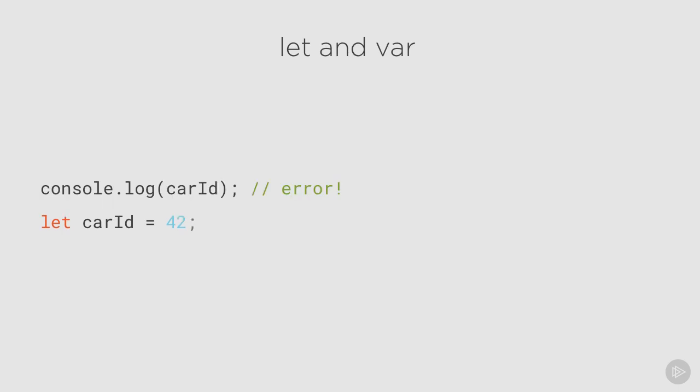Now if we try to reference carID before we declare it, we get an error, and that makes total sense. Programs execute from the top to bottom, and we're trying to use a variable that isn't declared yet. However, now we're declaring carID using the var keyword. And if we try to access carID, we do not get an error. CarID will be undefined. And this is very strange behavior to people who come from programming languages such as C, C++, or Java. And that's one of the reasons why the let keyword is preferred over var.